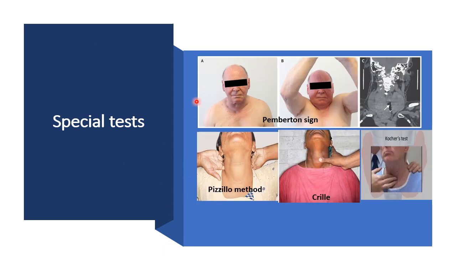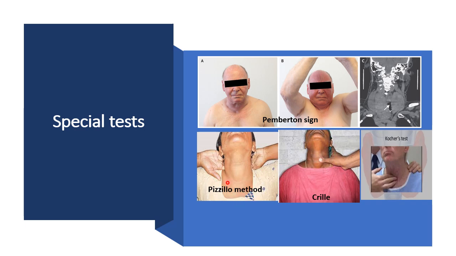Okay, these are some of the special tests which I mentioned. Pemberton sign, where the patient is asked to elevate both their hands above the head, and if there is a retrosternal goiter, it causes compression on the great veins at the thoracic inlet, causing venous congestion and redness of the face and head.